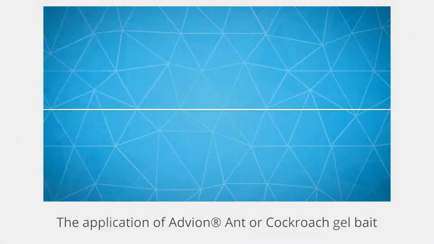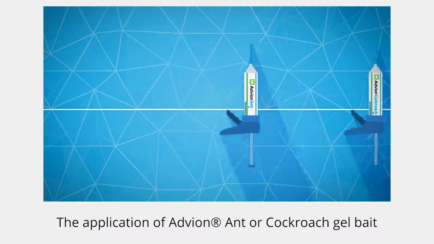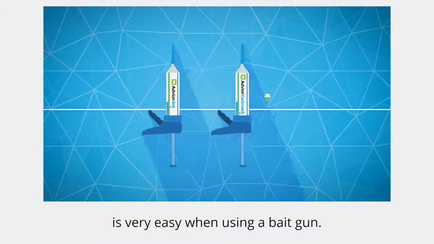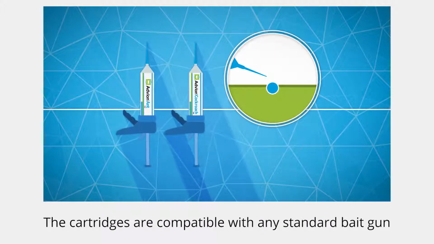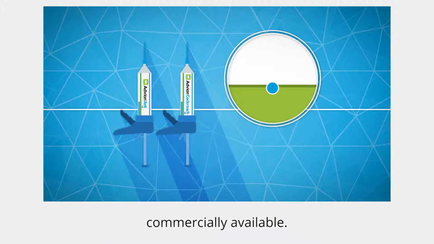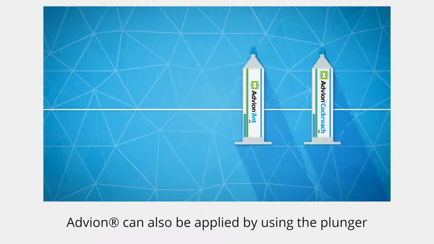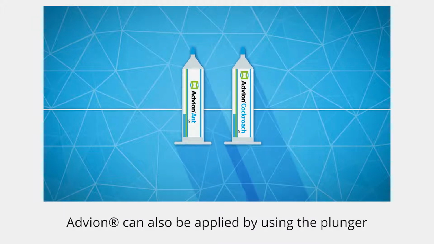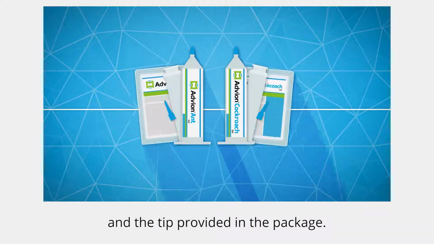Application. The application of Advient ant or cockroach gel bait is very easy when using a bait gun. The cartridges are compatible with any standard bait gun commercially available. Advient can also be applied by using the plunger and the tip provided in the package.